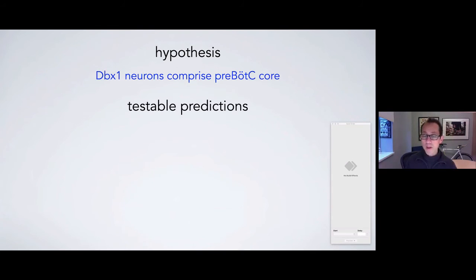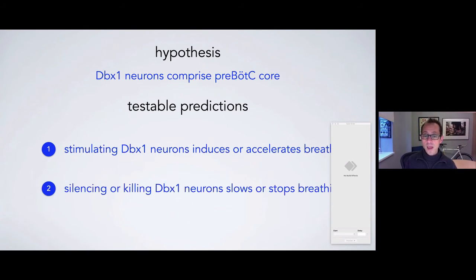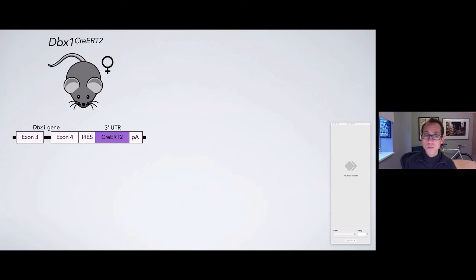This has two very simple, straightforward predictions. First, that stimulating them should speed up or accelerate breathing, and that silencing or killing them should slow down or stop breathing. We tested these predictions with in vivo experiments and equivalent in vitro experiments. But I'm only going to show you the in vivo experiments today, because both sets of experiments gave us the same answer, and in the interest of time, I'm just going to show you the in vivo ones.